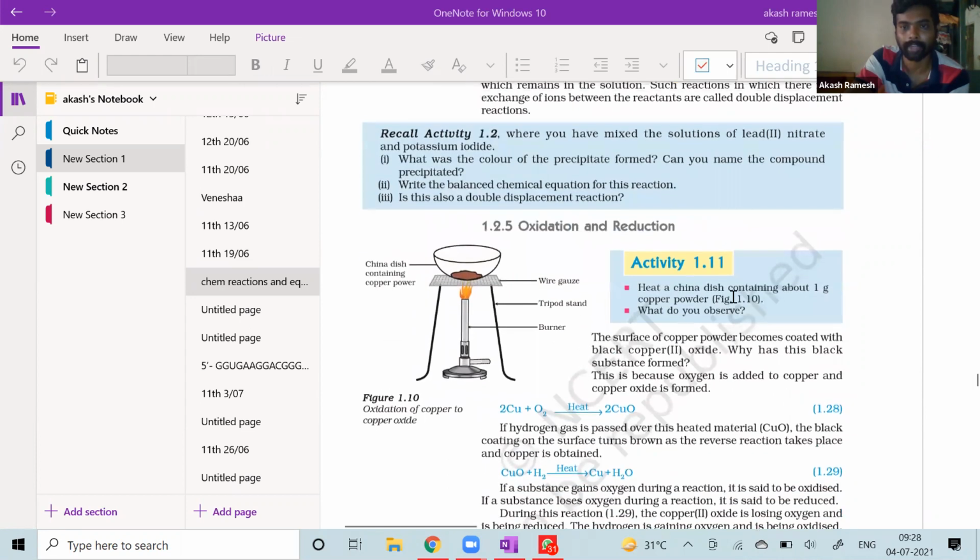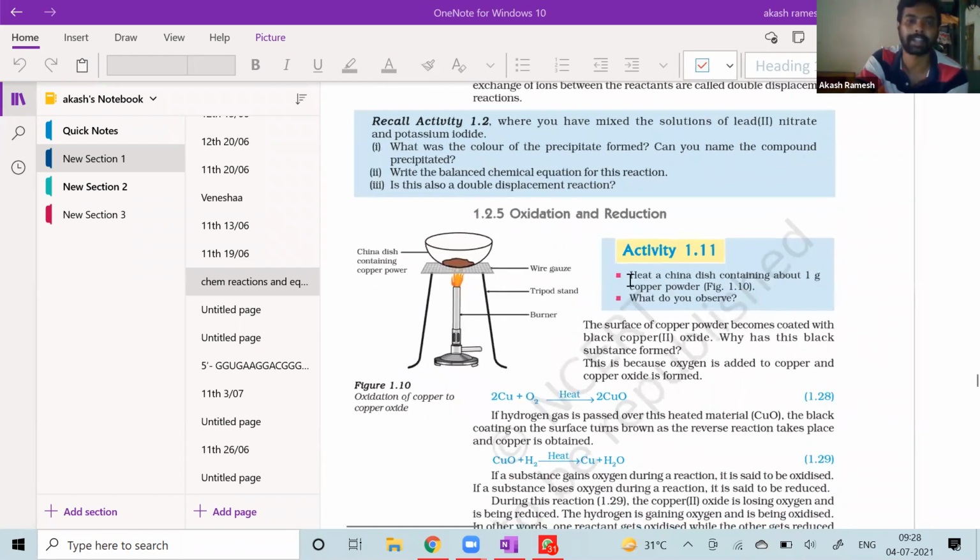Okay, so look at this activity, last activity. Heat a China dish containing about 1 gram of copper powder. Now very simple, guys. Whenever you're heating that copper, you see this is the China dish containing copper, and obviously it is not closed. This is open to the atmosphere. So now oxygen from the atmosphere will come. So copper and oxygen will react to form copper oxide.